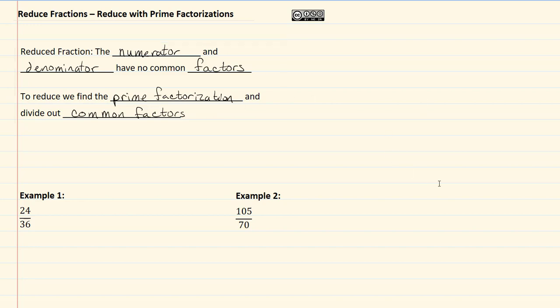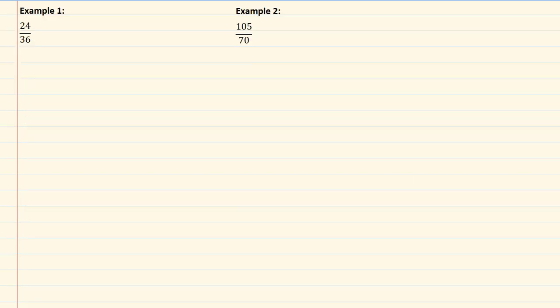Let's take a look at our examples. In example 1, we have 24 over 36. So let's start with 24. Find the prime factorization there. It's divisible by 2, which would leave us 12. 12 is divisible by 2, which would leave us 6. 6 is divisible by 2, which would leave us 3. So that means my prime factorization is going to be 2 times 2 times 2 times 3.